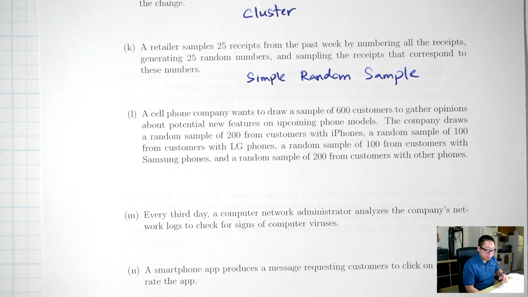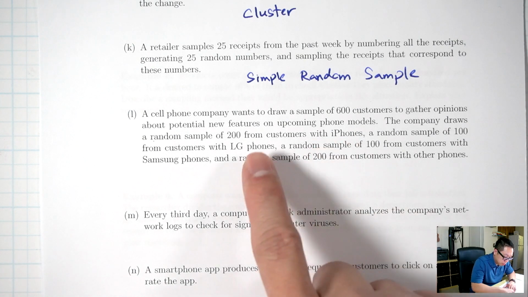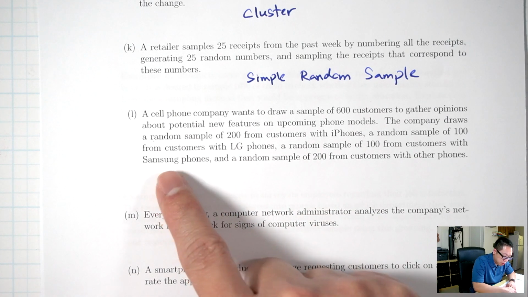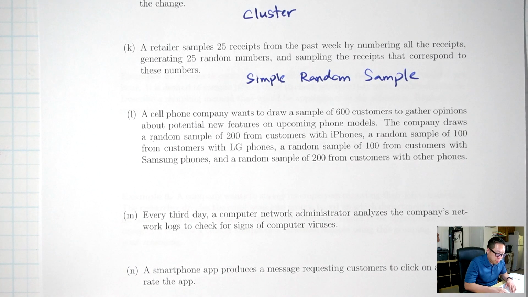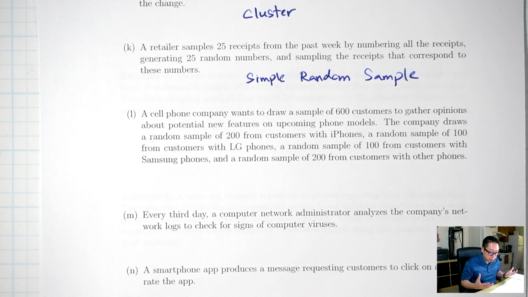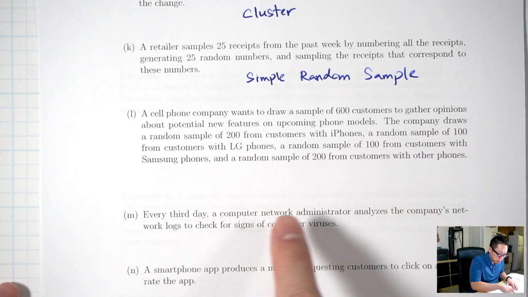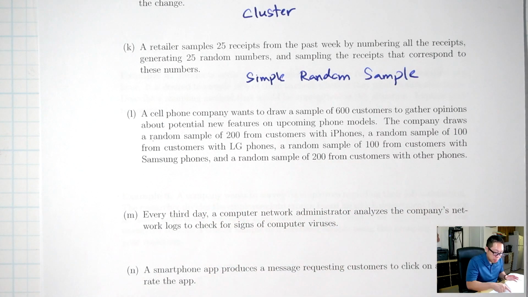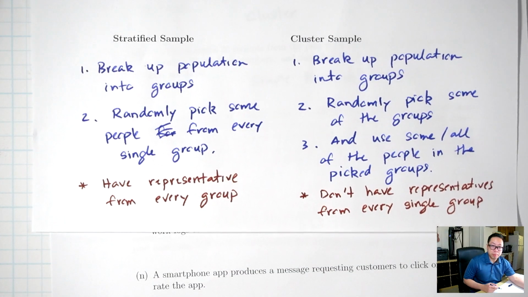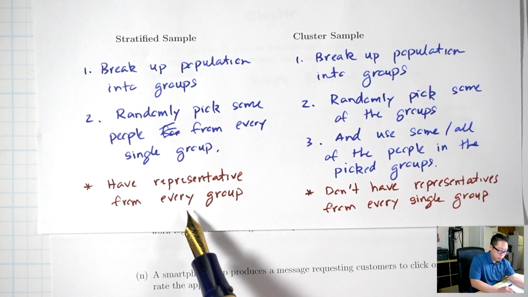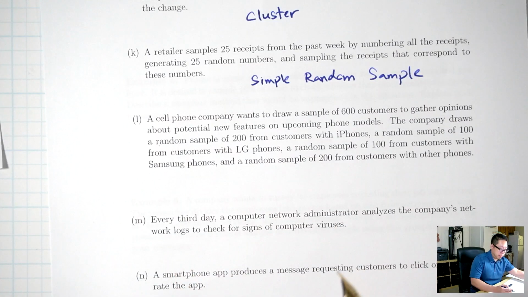So what are the groups here? iPhones, LG, Samsung, and then other, right? Those are actually all the groups. We do have representatives from every single group, right? We have 100 iPhones, 100 LG, 100 Samsungs, and then the 200 other, which takes care of everybody else. We do have representatives from every single group, which means this would be, which one is it? Stratified.